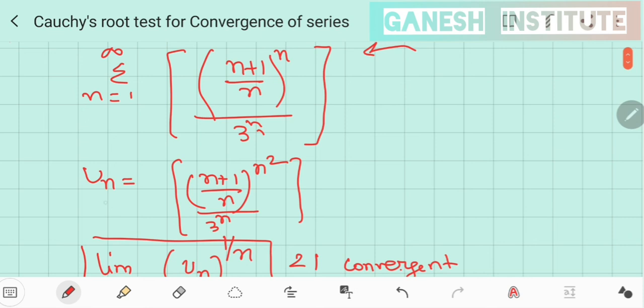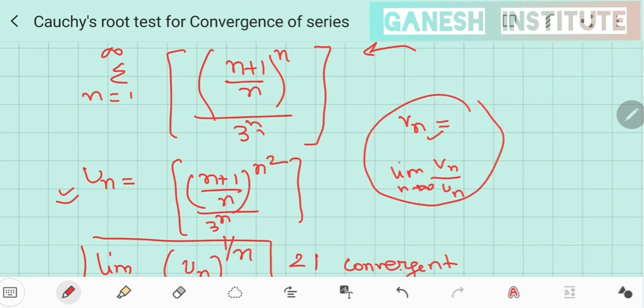Just like in the comparison test, you have the general term, you find something which is Vn, and then you need to find the limit of Vn by Un as n tends to infinity, and check whether this is positive or negative. If it is positive, and if Vn is convergent, Un would be convergent. This we have already discussed in our last videos. And similarly, if you apply Cauchy's integral test, you need to make Un in the form of a function and then apply the integral from 1 to infinity. These are the things which you can apply.